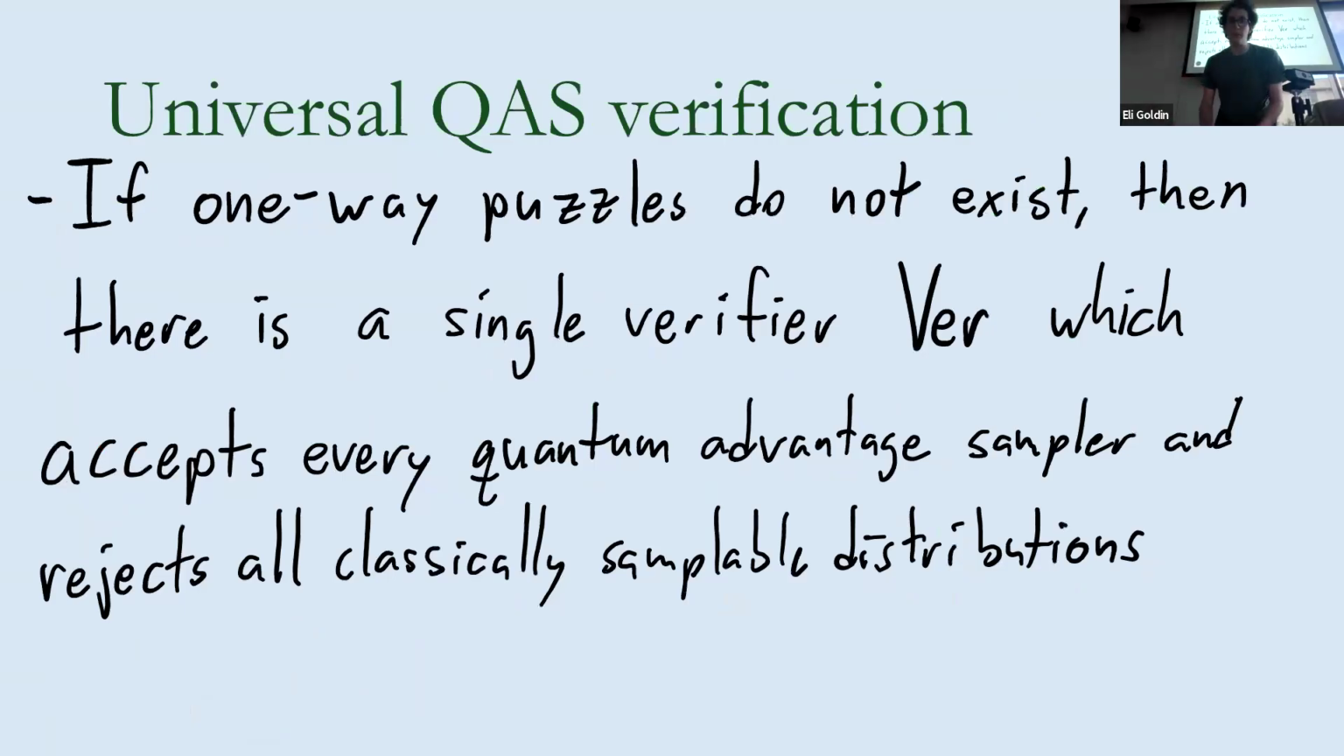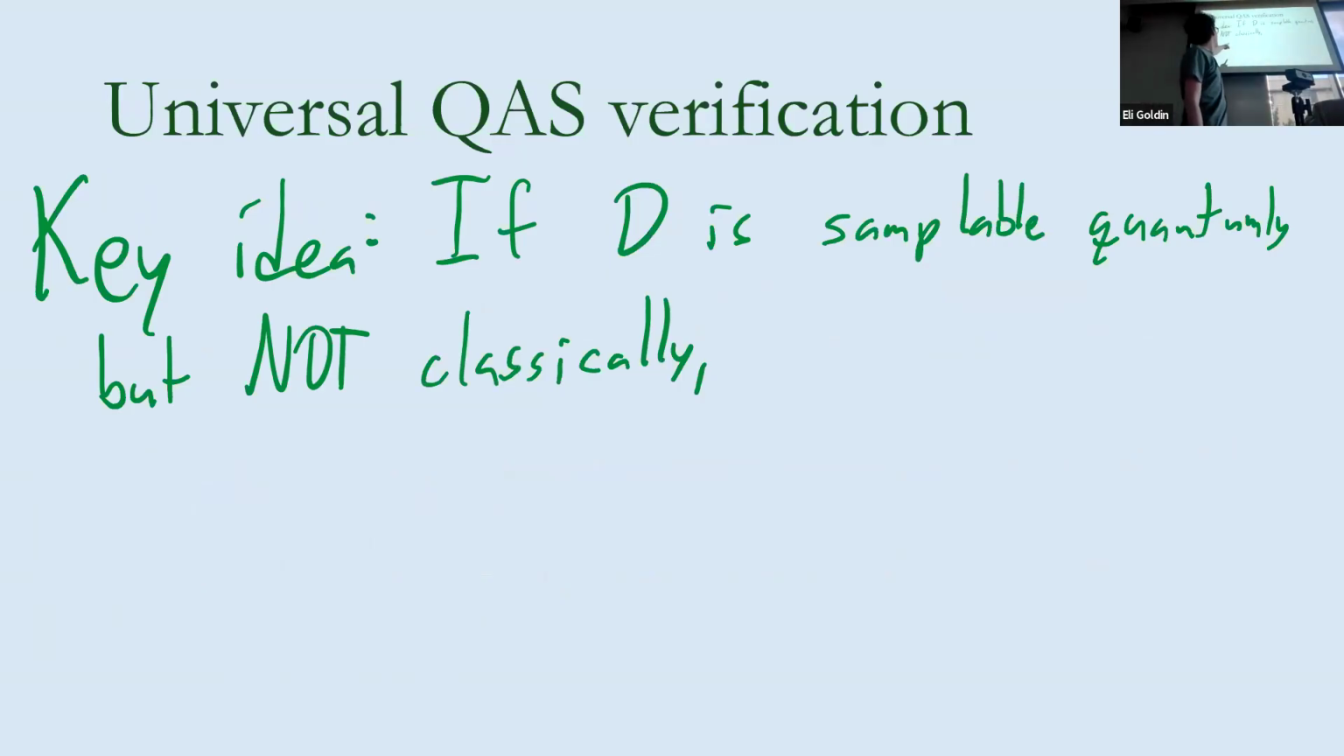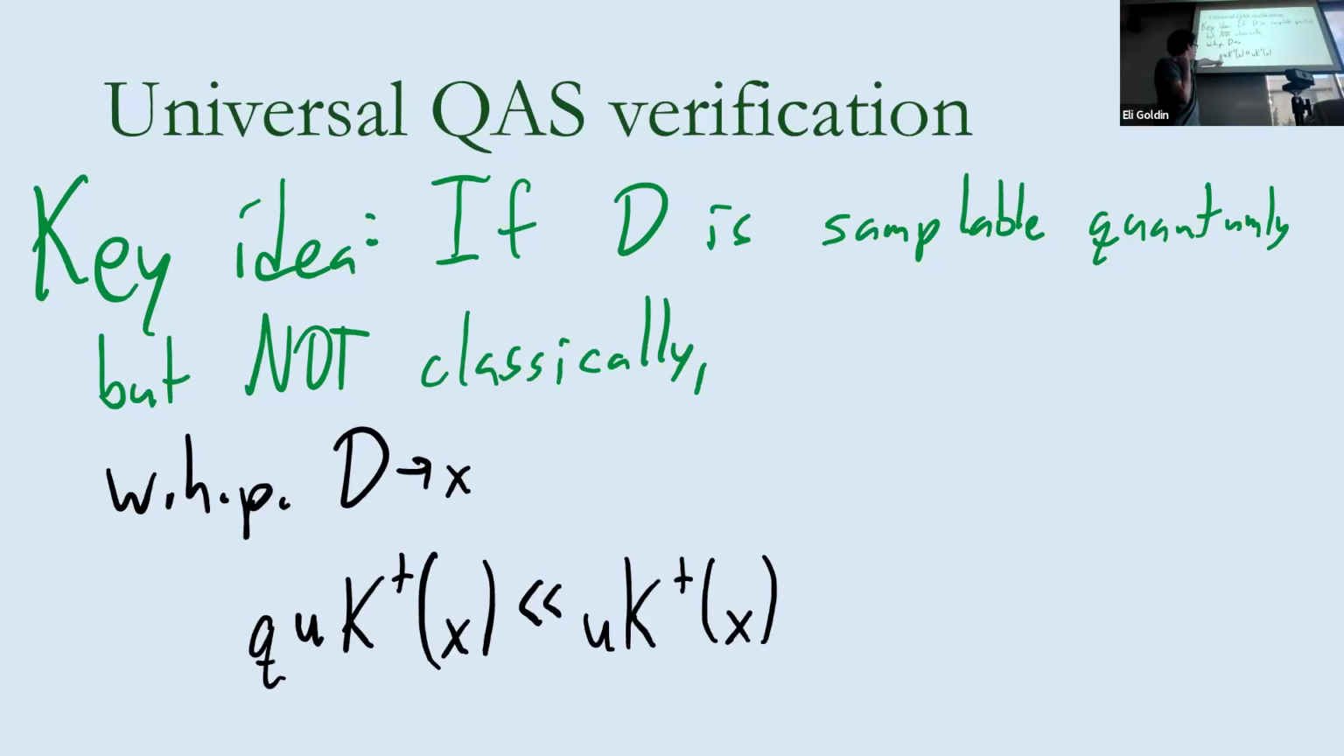Right. So the second bonus result that I'm going to talk about is the universal verifier for quantum advantage sampling. Formally, we'll show that there is a single verifier which accepts every quantum advantage sampler and rejects all classically samplable distributions. Just a caveat, these are classical sampleable distributions that have run time less than some fixed polynomial. But the key idea is that if D is a QAS, sampleable quantumly but not classically, then the quantum Kolmogorov complexity of a random output should be much less than the classical Kolmogorov complexity. This is because it has a short quantum description, but no short classical description.